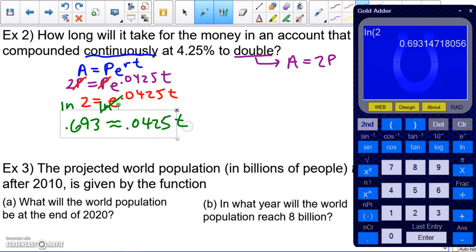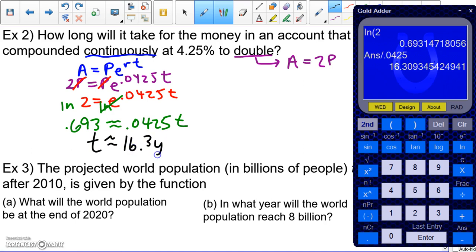0.0425 t. Now notice I'm going to leave that number in the calculator and divide that number by 0.0425 so that I don't have to worry about the rounding. And I've got t is approximately equal to 16.3 years. So how long will it take? It's going to take about 16 years.